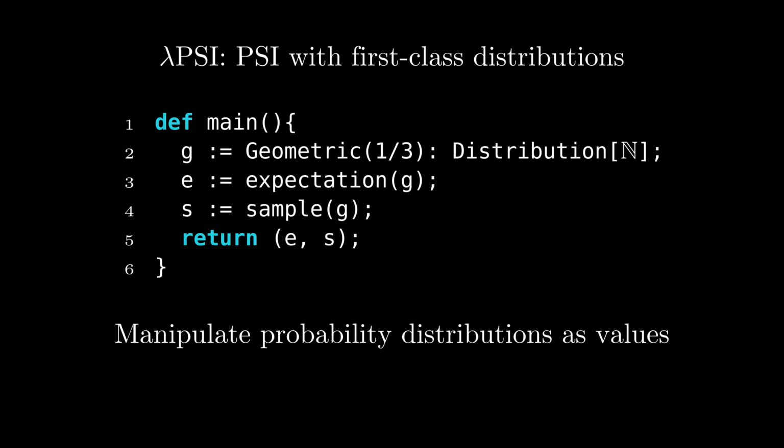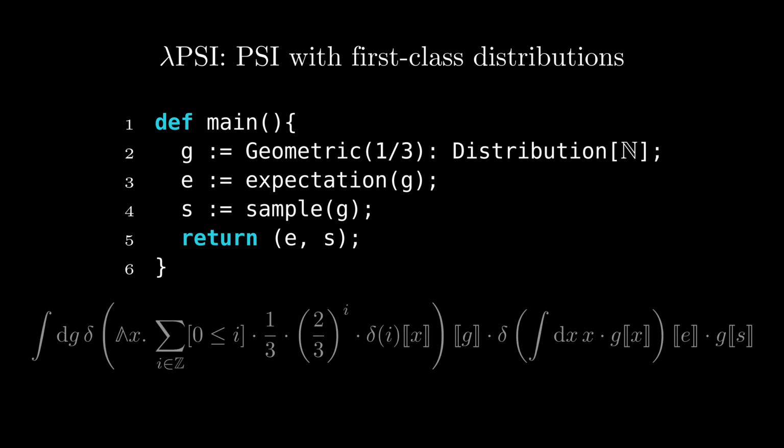In this example, we compute the expected value of a geometric distribution with parameter 1/3 and sample a single value from it. This can be represented in the intermediate language like this. We define the geometric distribution with a capitalized lambda expression and a sum over integers, and then bind it to the variable g using a Dirac delta. The expected value is computed using the standard formula. To sample a value s from g, we simply use the distributional application.